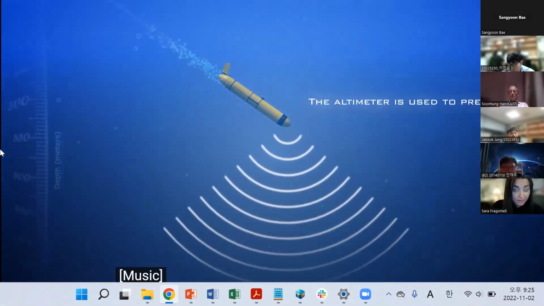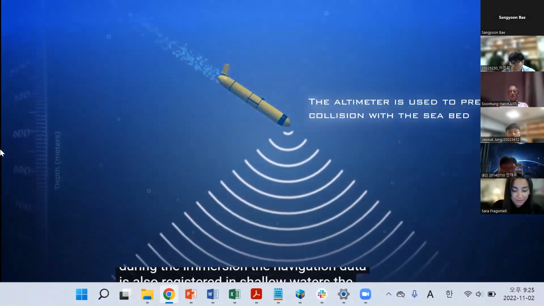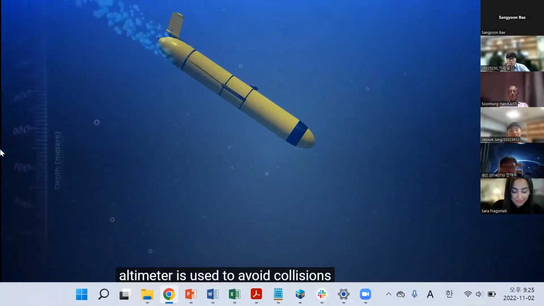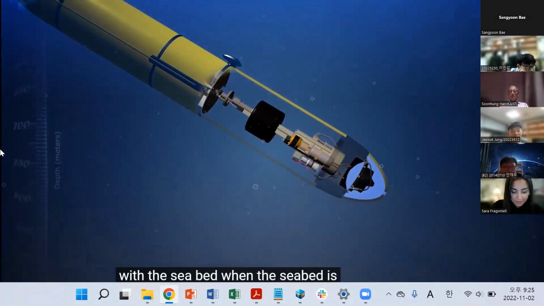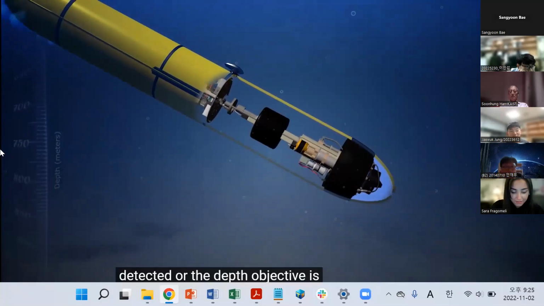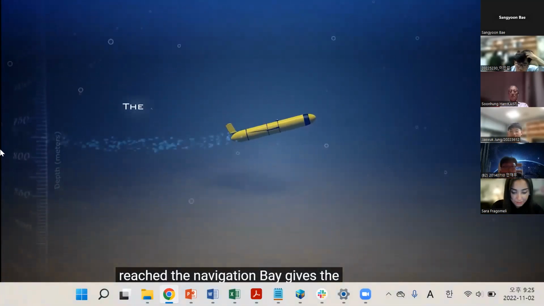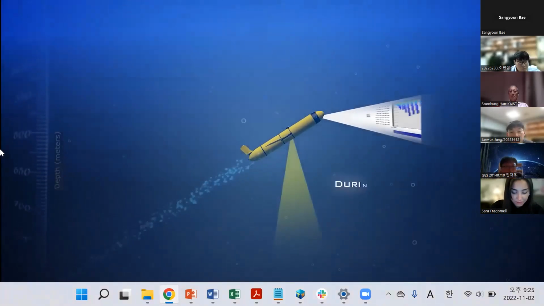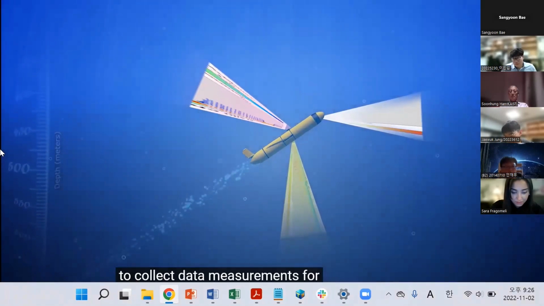During the immersion, the navigation data is also registered. In shallow waters, the altimeter is used to avoid collisions with the seabed. When the seabed is detected or the depth objective is reached, the navigation bay gives the command to start the ascent. During the ascent, the glider continues to collect data measurements for temperature, salinity, and chlorophyll.